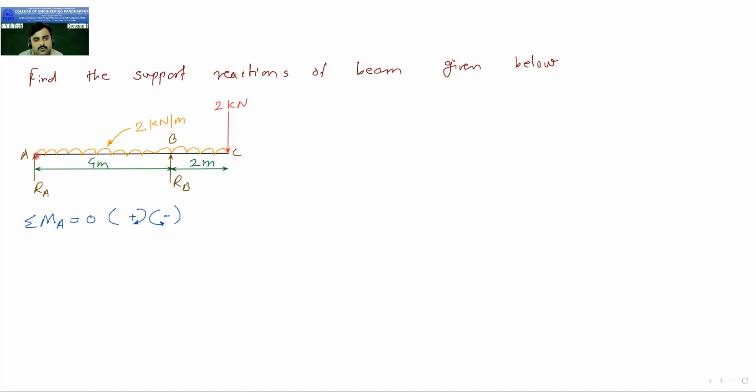Okay. Now you tell me how to convert this UDL into the point load and what is the distance. I will wait here. You tell me how to convert the UDL into the point load and what is its perpendicular distance. 4 into 2. 4 into 2. 6 into 2.